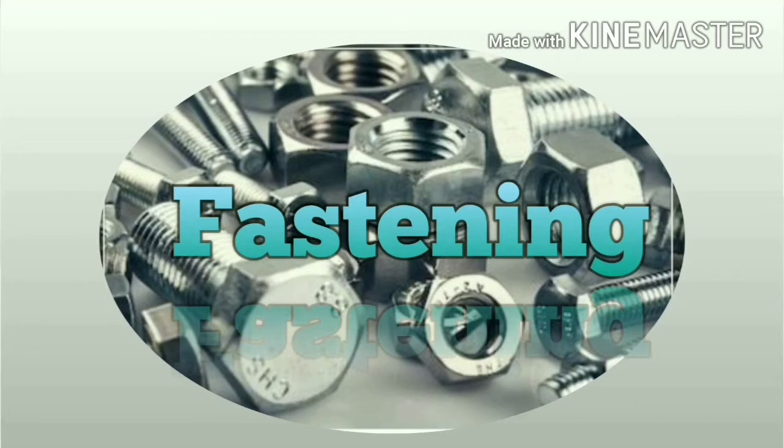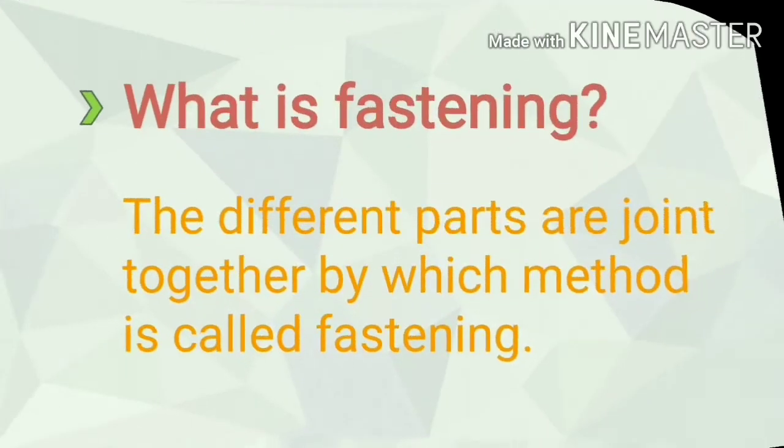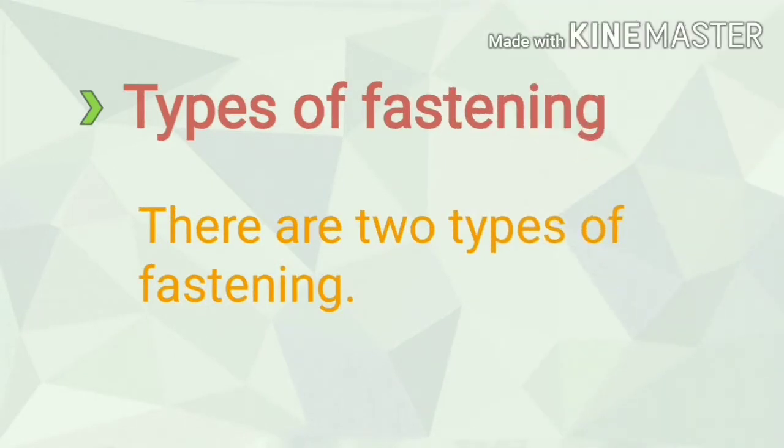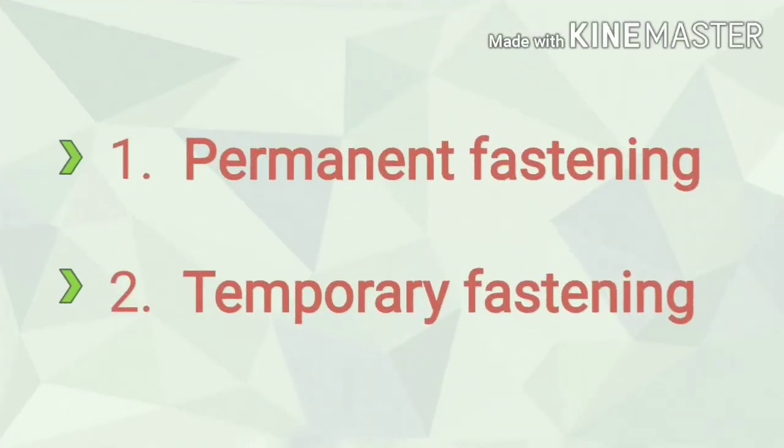I am Renu Srivastava. Today we will study about fastening. What is fastening? The method by which different parts are joined together is called fastening. Types of fastening: there are two types. Number 1, permanent fastening. Number 2, temporary fastening.